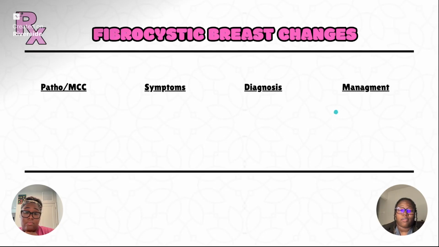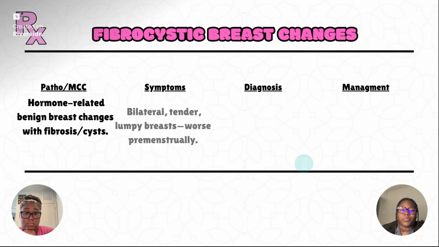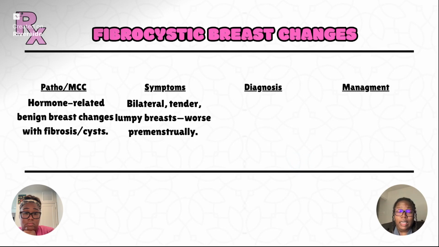Absolutely. So you hit everything on the nail. It is hormone related benign breast changes with fibrosis and cysts. The symptoms: it's going to be bilateral, and it will be tender and lumpy. You said postmenopausal, but it's actually worse premenstrual. It's also seen in younger, premenopausal women, because the symptoms are worse when your breasts are heavier and more tender, during your PMS week before your menstrual cycle.